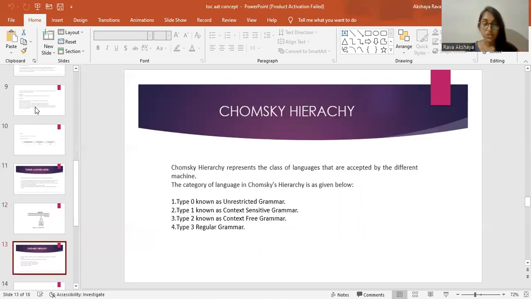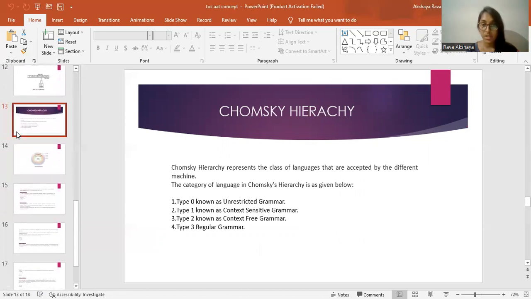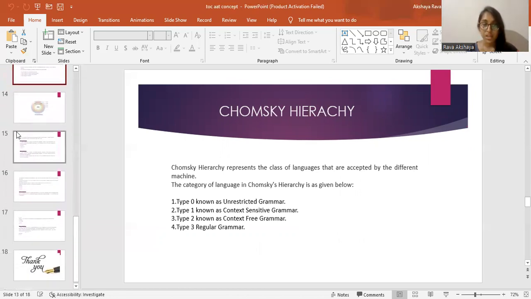Chomsky hierarchy. Chomsky hierarchy represents the class of languages that are accepted by different machines. The categories of language in the Chomsky hierarchy are as given below. Type 0 is known as unrestricted grammar, type 1 is known as context-sensitive grammar, type 2 is known as context-free grammar, and type 3, that is the fourth one, is regular grammar.